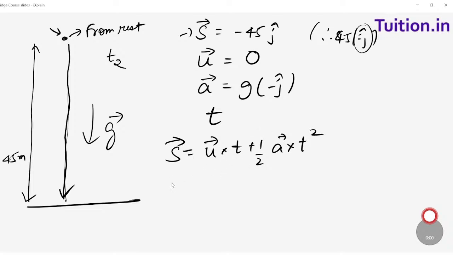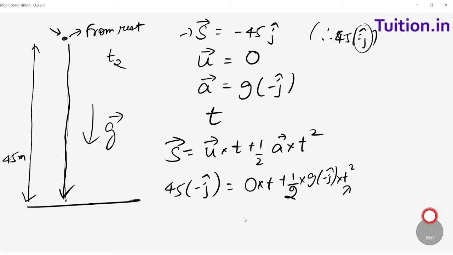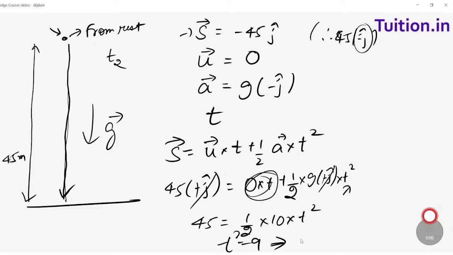I will be using this. So S bar, which is nothing but 45 minus j cap, is equal to u bar, which is 0, into t plus half into g minus j cap into t square, and this t is what I need, correct? So look at this, the minus and this minus will get cancelled, because this part is anyway 0, and the j and j also will get cancelled. So finally you will be left with 45 equals half into g, which is 10, into t square. So t square is equal to 9 and t is equal to 3 seconds.